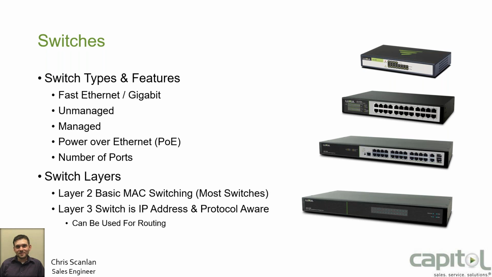Switch layers. When you're looking at managed switches, there's a layer 2, which most of you are never going to go above or need more than. But there are some applications where you need a layer 3 switch. The layer 3 switch gives you the ability to do IP address and protocol awareness, more than just MAC filtering. It can also be used for routing, so you don't need a router with a layer 3 managed switch, which again, most of you aren't going to run into, but it has the capability to.